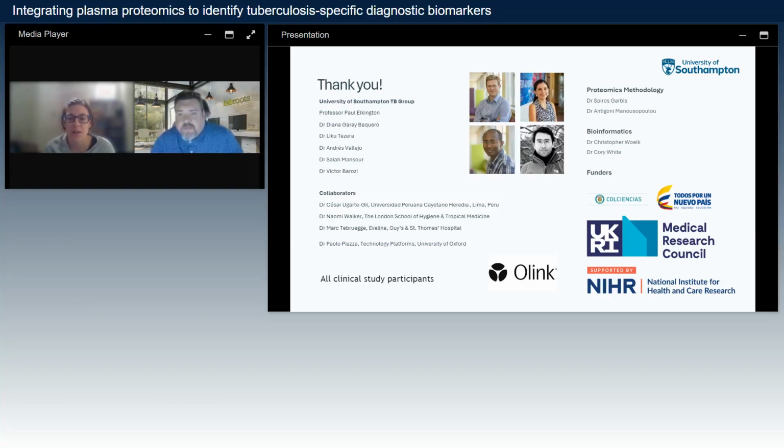Yeah, great question. So far we've only tested this panel between active pulmonary TB, and we haven't done any investigation of this particular panel in latent TB. We have done some smaller validations using ELISA and Luminex in latent disease, but there were different markers that are presented in this work.